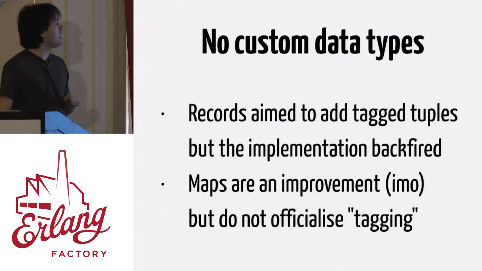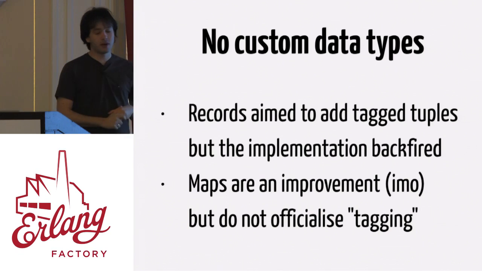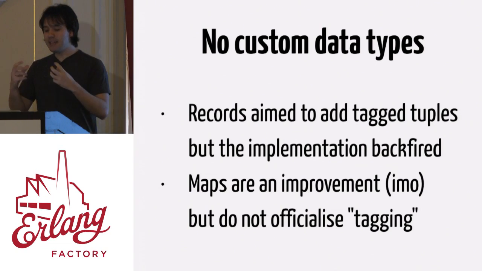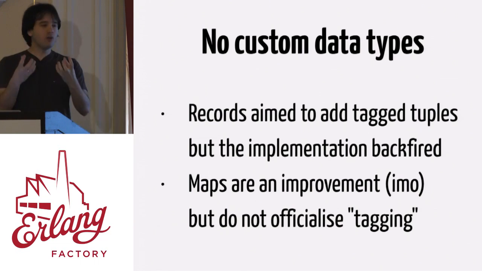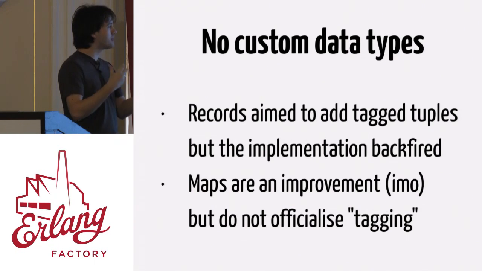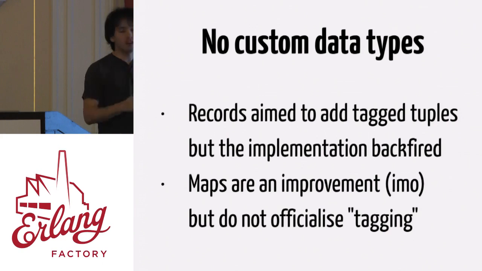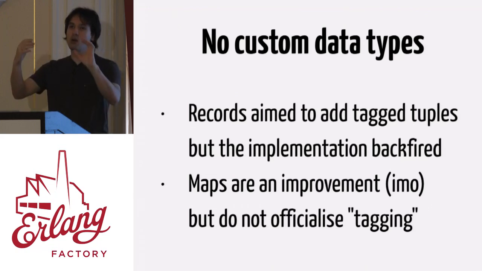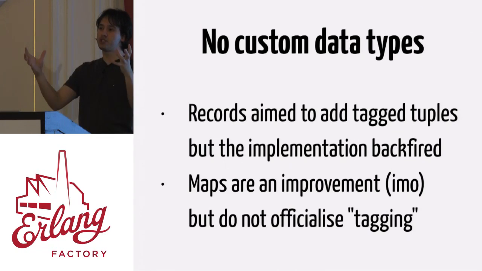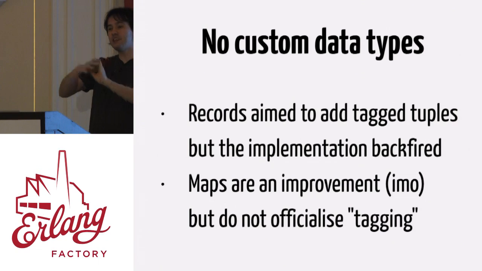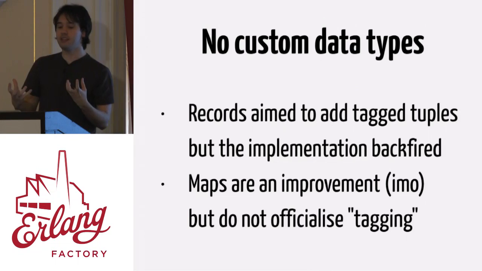And in my opinion, and I know that not everyone agrees with this, maps are a huge improvement when we are talking about adding our own data structures. Maps are an improvement because we can have our own keys and specify which kind of values we want, but they do not officialize tagging. I cannot say, I have this map with this layout, this structure, and then tag it, knowing that all other maps with this tag are going to have the same layout. We don't have this idea yet.